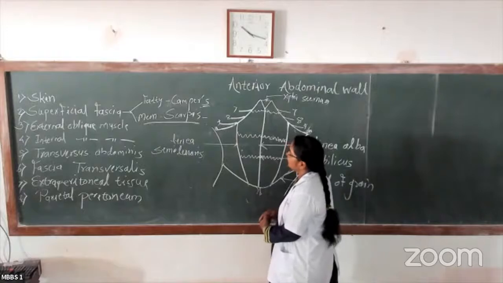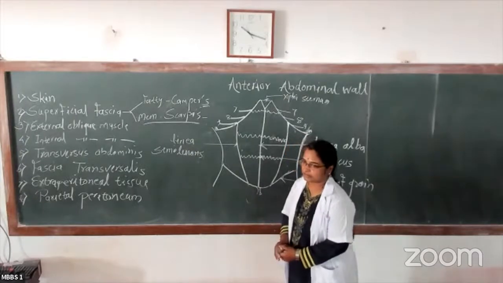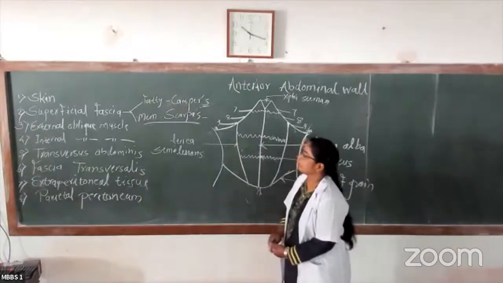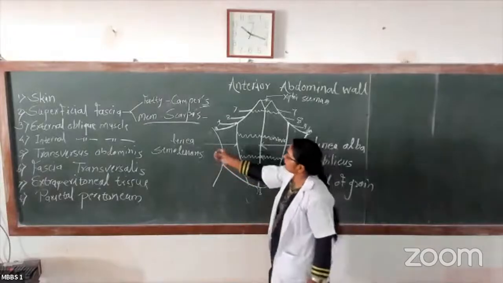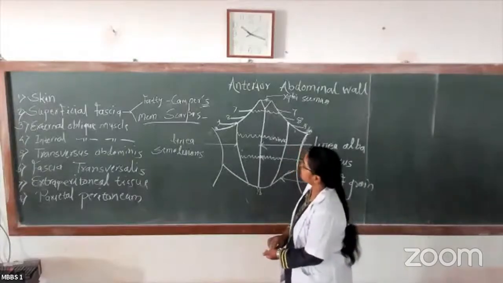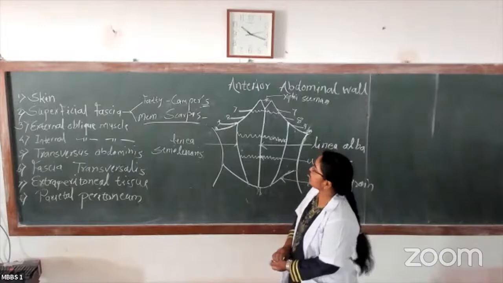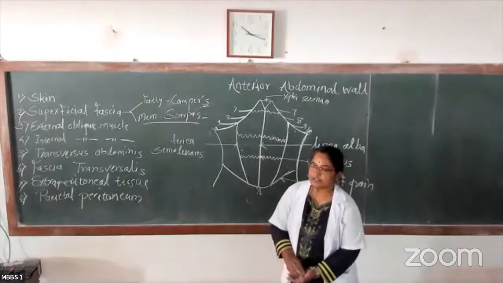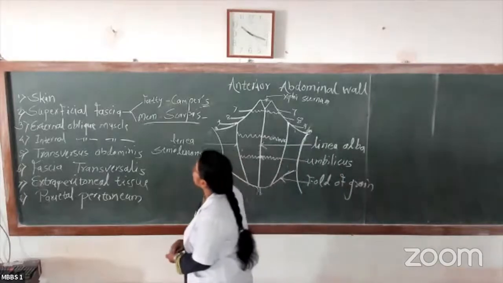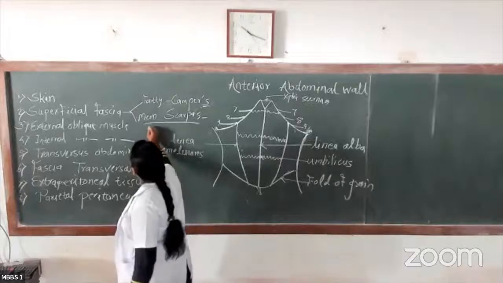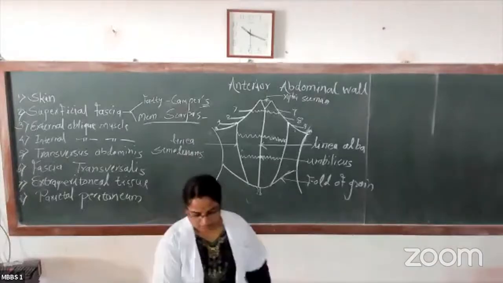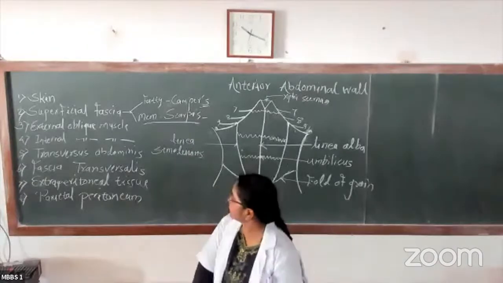The superficial fascia over the penis and scrotum is devoid of fat, and over the scrotum, the superficial fascia is replaced by the involuntary dartos muscle. This Scarpa's fascia is continuous with the dartos muscle, and in the perineum, this Scarpa's fascia is continuous with Colles fascia. Now, deep to this membranous layer, there is the external oblique muscle of the abdomen.